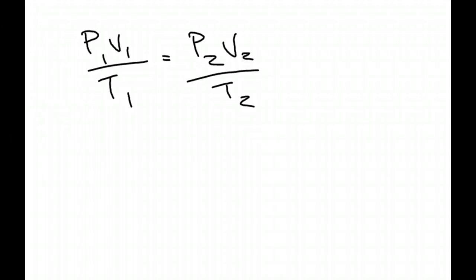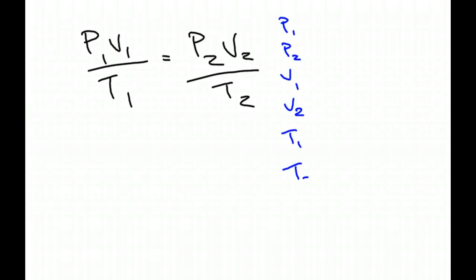Top of page 246, example 57.1. What I suggest doing is make a P1, P2, V1, V2, T1, T2 chart, so you can start plugging numbers in before you start putting them into formulas. It says 4 liters of an ideal gas. Are we talking volume, pressure, or temperature? Volume. So, 4.